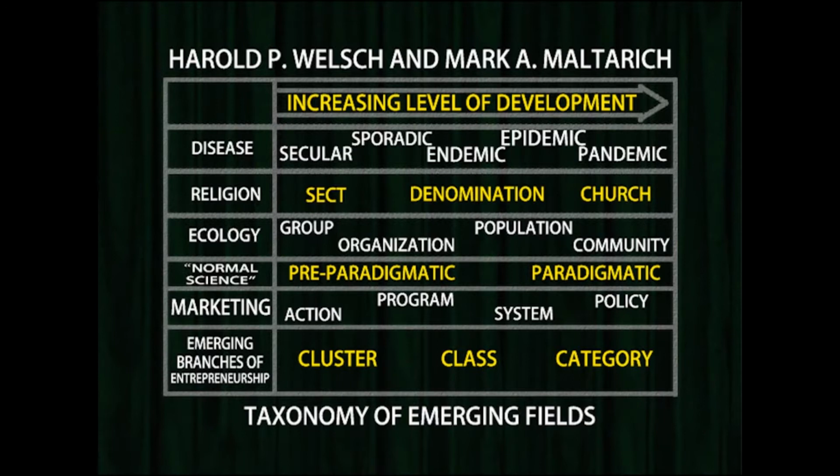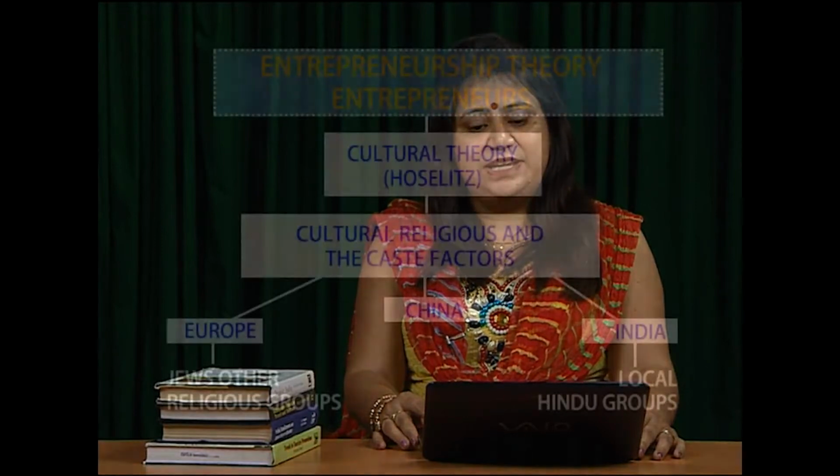In the same way, religion emerges from sect to become a church. Ecology emerges from group to become a community. And normal science emerges from pre-paradigmatic to paradigmatic. So, entrepreneurship emerges from cluster, class to category. So, we have various categories of entrepreneurs which design the study and the subject in terms of theory and in terms of the aspects which need to systemize the science of studies.